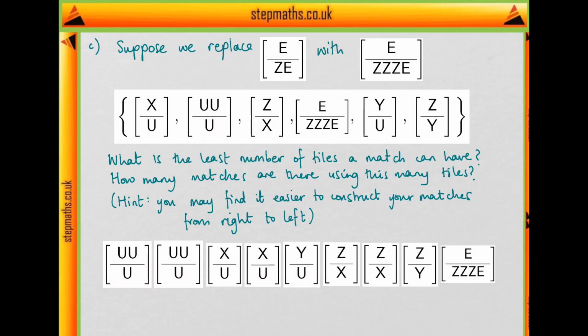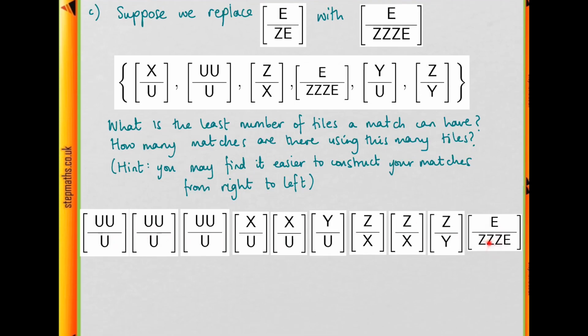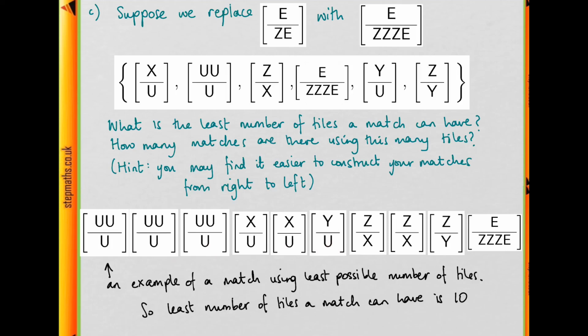So if I put another one down, and now after I've put this 3rd tile down, we see finally that we have 6 U's on the top and 6 on the bottom. So now the string of letters on the top is the same as the string of letters on the bottom, and so we have a match. And we know this is the match using the least number of tiles possible, because we didn't put in anything unnecessary at any point. And so we see because there are 10 tiles here, we know that the least number of tiles a match can have is 10.